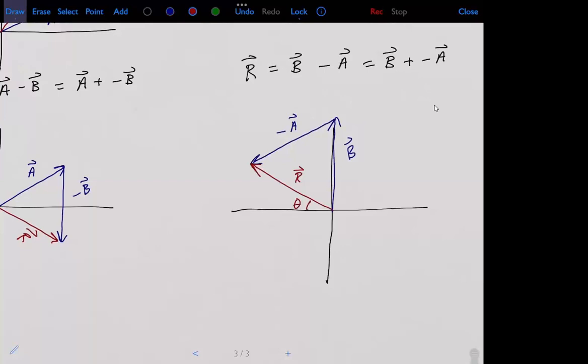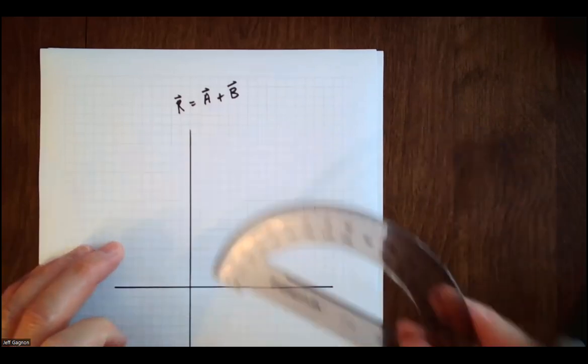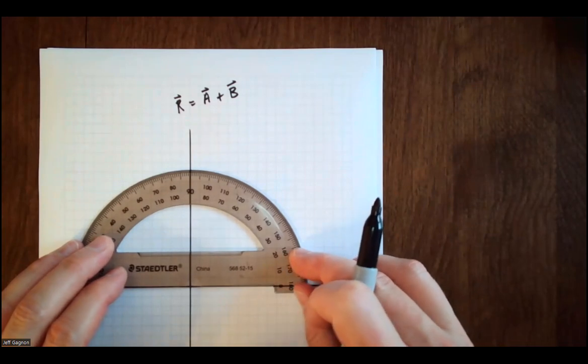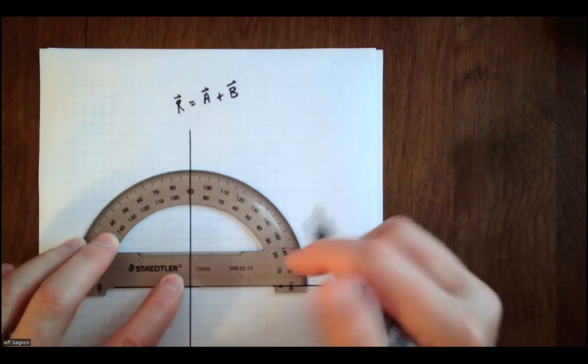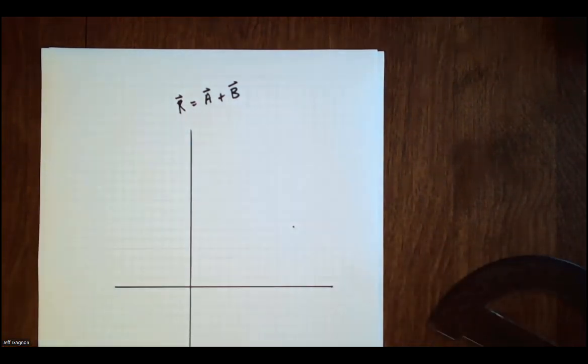Okay, so now that we know how to do it, let's actually do this out on the graph paper. Okay, so in the first case, it was R equals A plus B, right? So I had to draw it at 30 degrees, something like this, and the length would be 5, right? 5 centimeters.